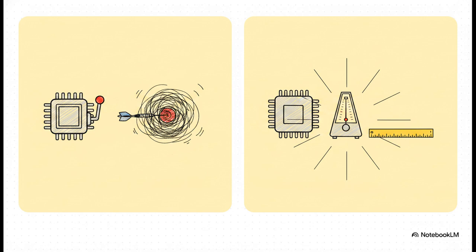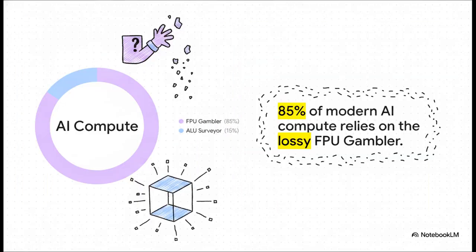On the other side, we have the arithmetic logic unit, the ALU surveyor. It is strictly deterministic. It's a bit slower, but it offers absolute verifiable truth, where 1 + 1 equals exactly 2. Every single time on every machine on Earth, it absolutely refuses to guess. Now get this. Today, an astounding 80 to 90% of modern AI compute heavily relies on the guessing game of the FPU gambler. Because it's desperately trying to squeeze continuous numbers into fixed formats to save time, it constantly drops tiny fractions. This introduces microscopic rounding errors known as mantissa inaccuracy. So yeah, it's fast, but it is highly lossy.